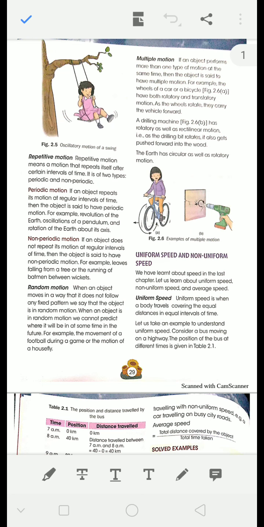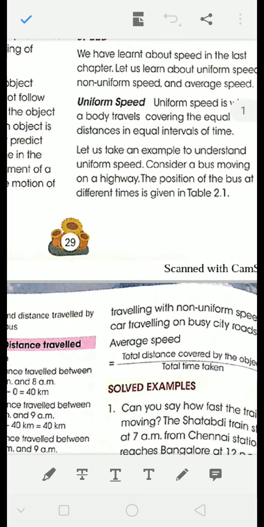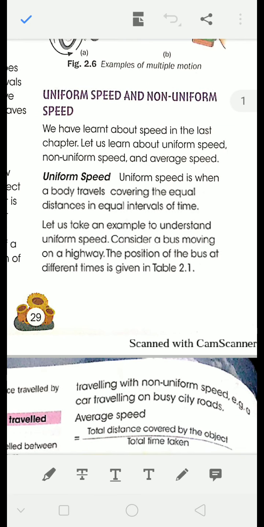Today we are going to start the discussion on chapter 2. Previously we have discussed in the previous classes, in the live classes, and we are going to discuss some points more. First topic that we are going to do is uniform speed. Now, what is uniform speed?